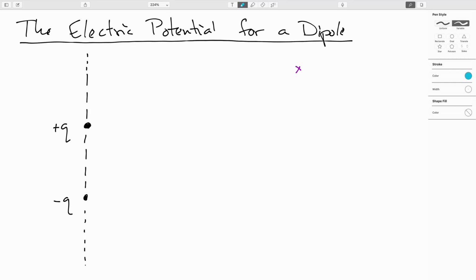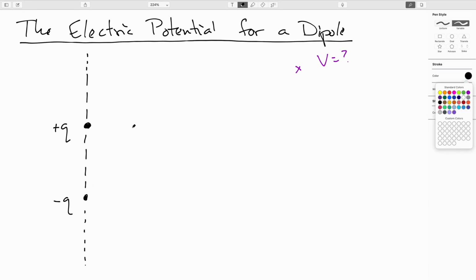We finished up the previous video by finding the equipotential surfaces for the electric dipole. And now I'd like to get a little more analytical and try to come up with an expression for the electric potential for a dipole at a distance far enough from the dipole that it's large compared to the dipole separation, but not so large that basically the two charges cancel each other out.